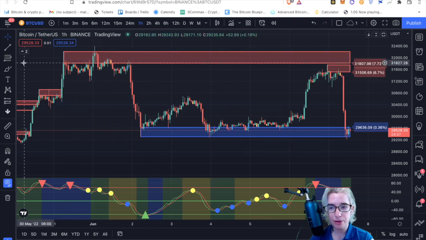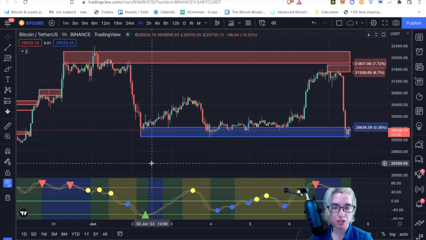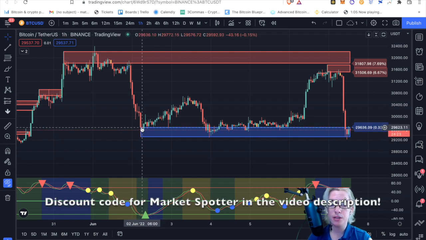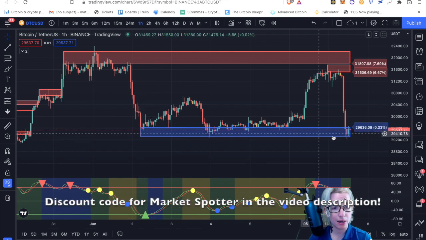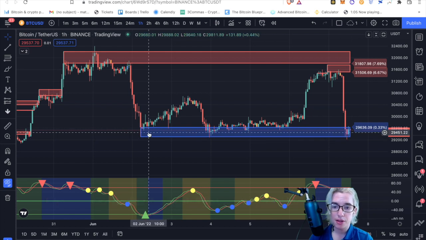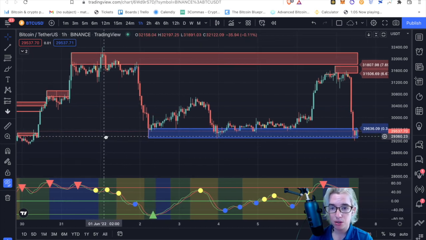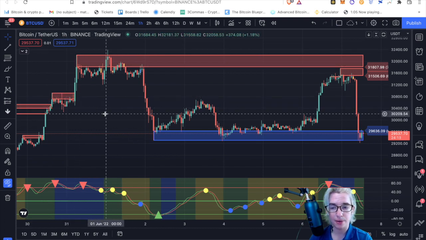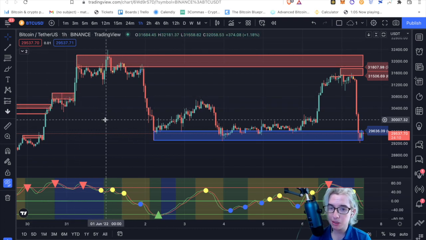So Market Spotter 3 gives you areas of support and resistance in the chart. The areas of support, which are areas of high demand, when people are looking to buy the asset, in this case Bitcoin, are signaled by blue rectangles, as you can see here. The areas of resistance are signaled by red rectangles, as you can see here. The bigger the rectangle, the stronger that area is.